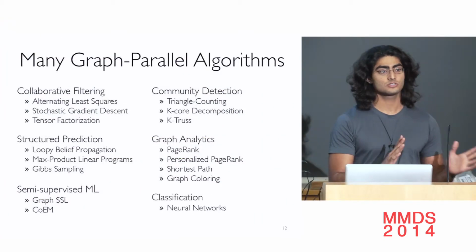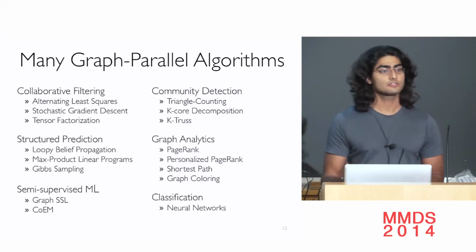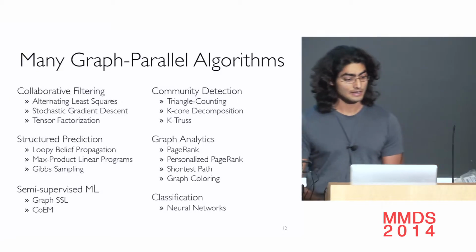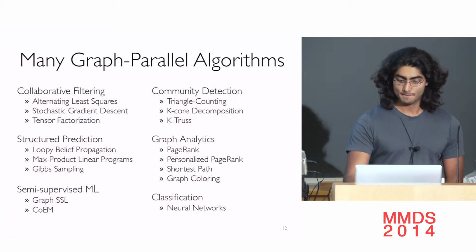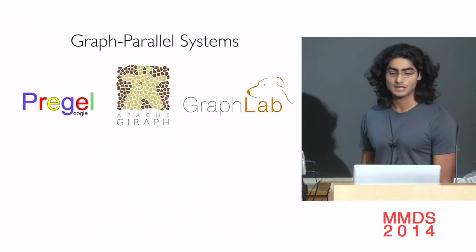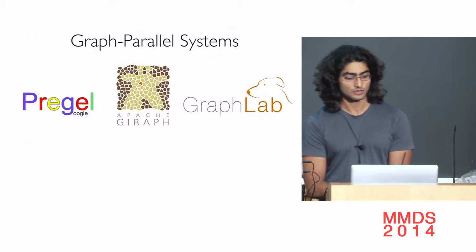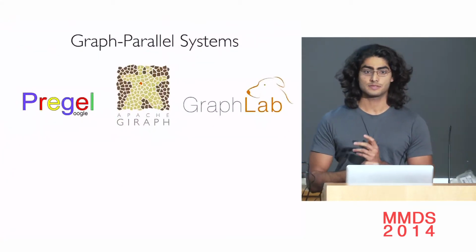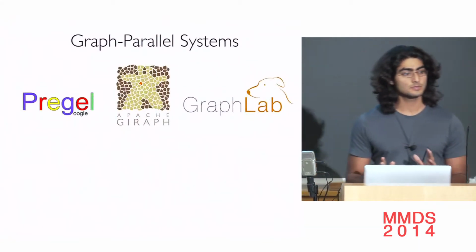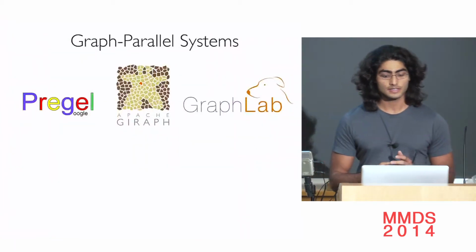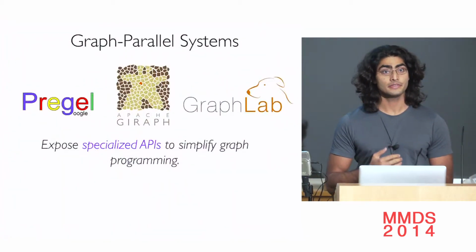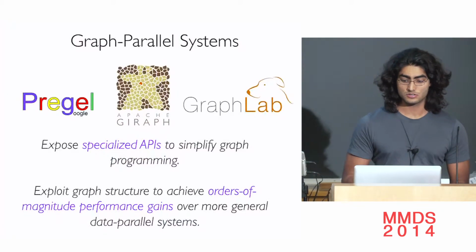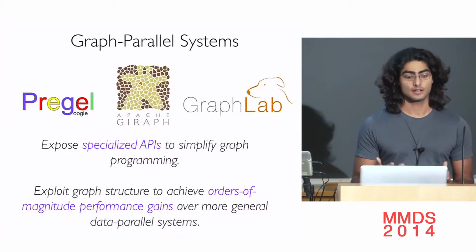All right, so in addition to those 4 algorithms that I described, this neighborhood-centric pattern of graph computation captures a variety of graph algorithms from machine learning, data mining, and graph analysis. And a variety of graph parallel systems have arisen to support this pattern. So there's Google's Pregel, Giraph, GraphLab, and even, if you look the right way, other systems like Combinatorial BLAS. These systems all expose specialized APIs that let users express computation in a way that fits the graph parallel pattern. And they also implement special optimizations to run much faster than general data parallel systems like MapReduce.